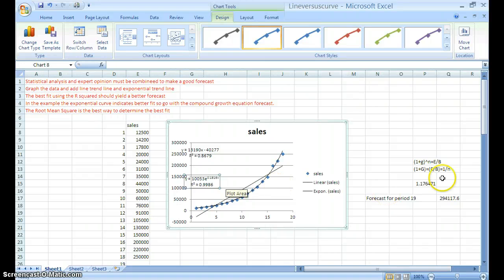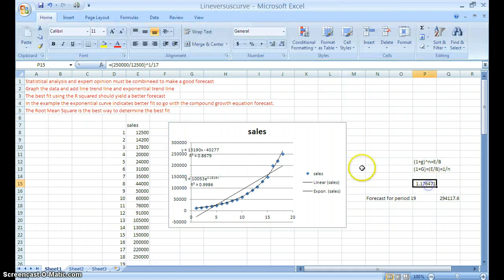The growth equation is 1 plus g, the growth rate, raised to the nth power, which is the number of periods, equals the ending balance divided by the beginning balance. If we would take both sides and raise both sides to the 1 over n power, we would have 1 plus g equals ending over beginning balance raised to the 1 over n power.